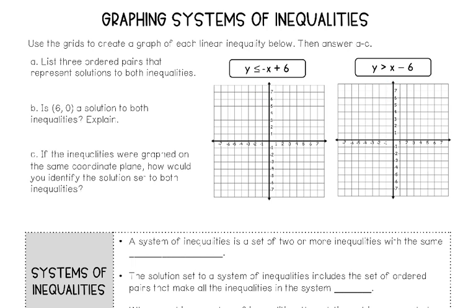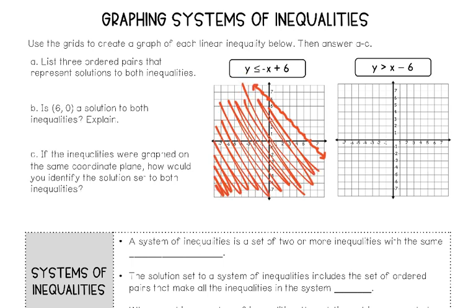I know the first one has a y-intercept at 6 and a slope of -1, so I'm going to keep putting my points down 1 and over 1. I can also go up 1 over 1. The line should be solid because there's an equal to sign in the inequality symbol, and then I need to shade below the line because it says y is less than.